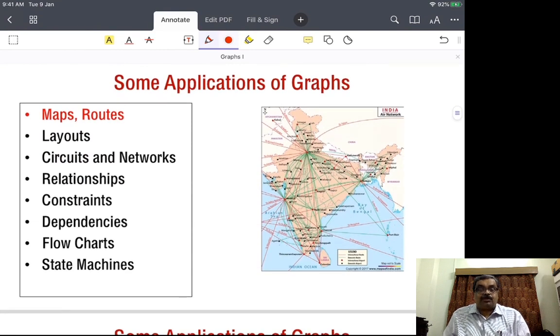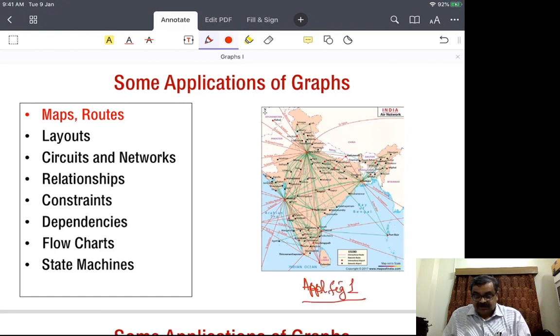We now move on to some applications in graphs. Graphs is such a wide topic that it is used in applications in almost every field that we see. For example, the most interesting and important application is in maps and routes. Let us consider this application, figure 1.